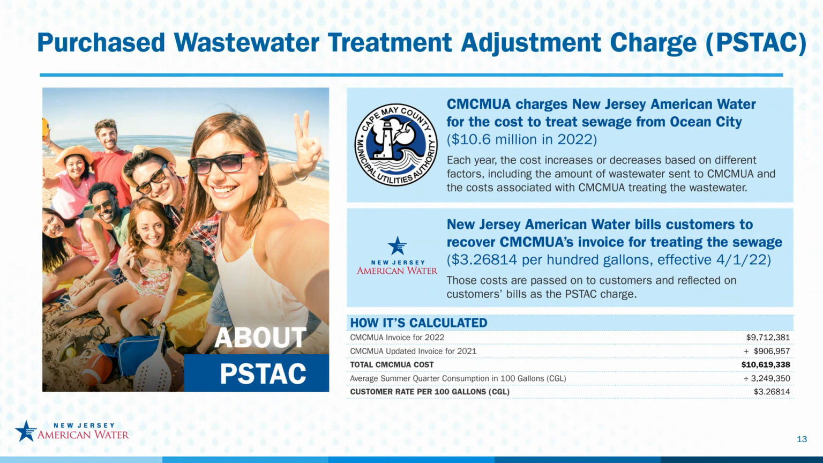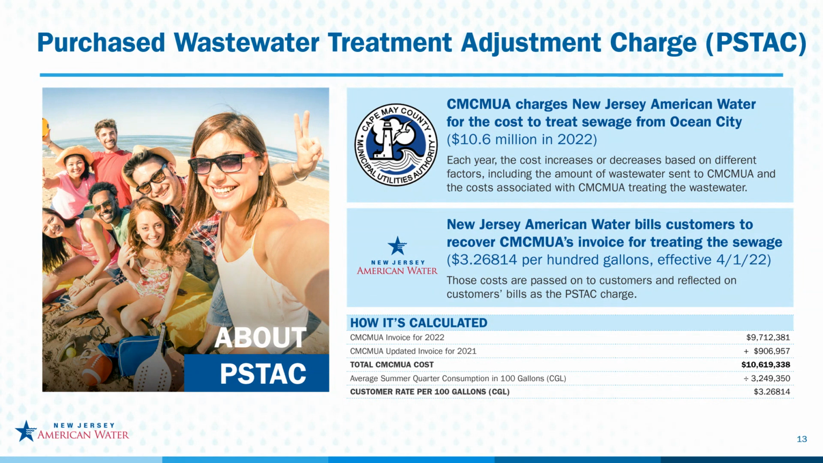So how do we calculate the rate for the PSAC? Annually, CMCMUA provides New Jersey American an estimated cost of service for the treatment of the wastewater, an Ocean City's allocated expense. This is the basis for our calculation. So for 2022, the estimated cost of service is about 9.7 million. These are the numbers you see on the slide.